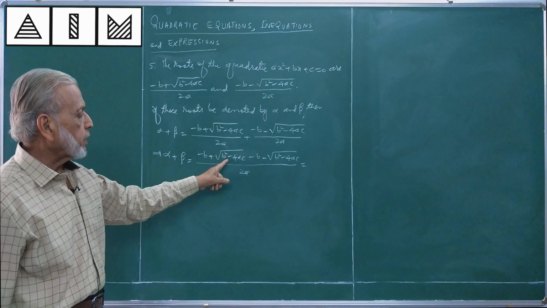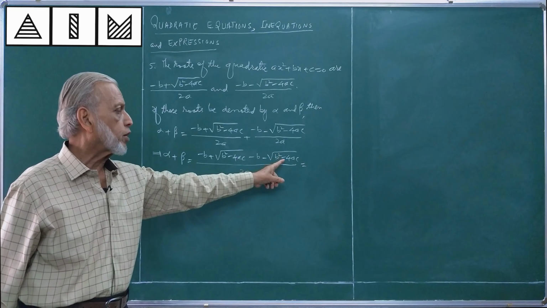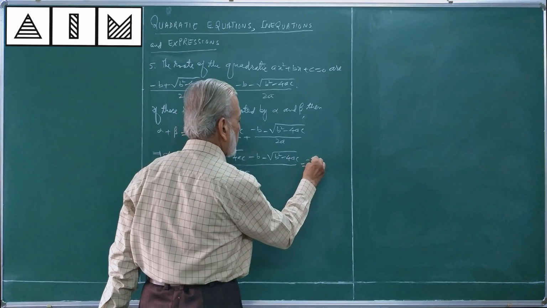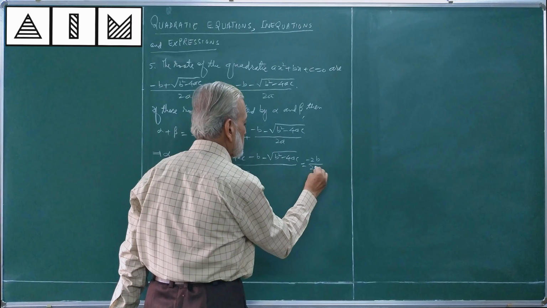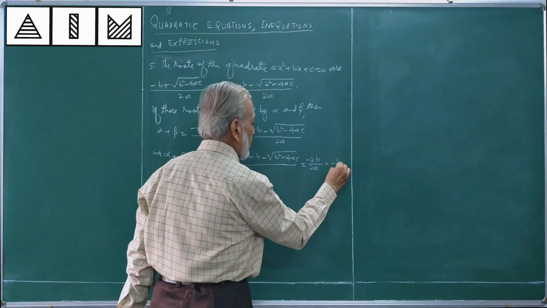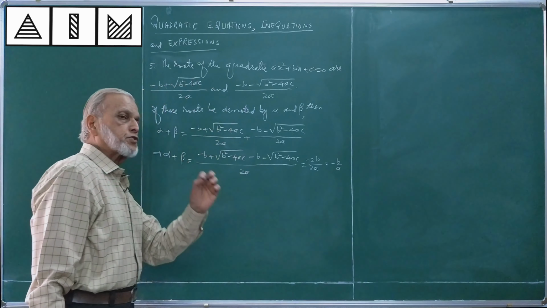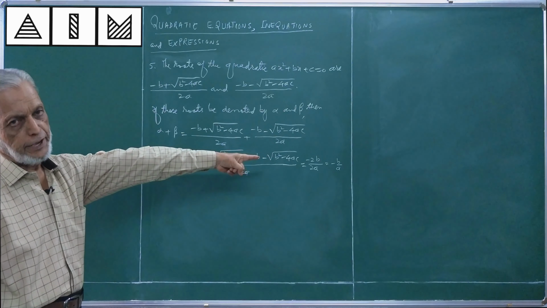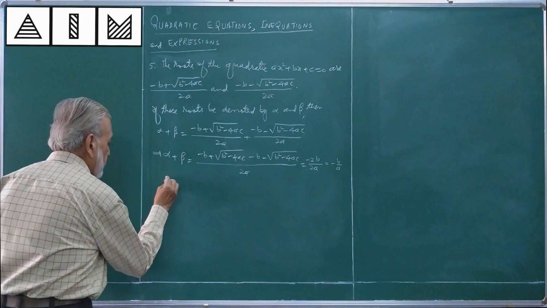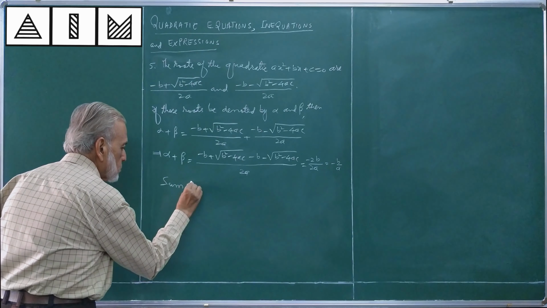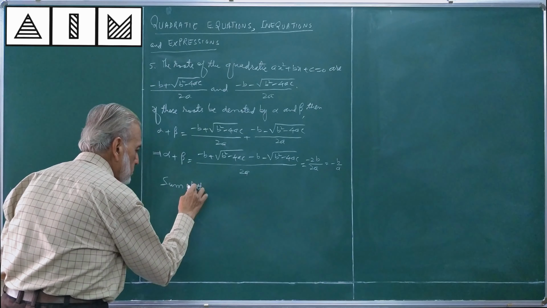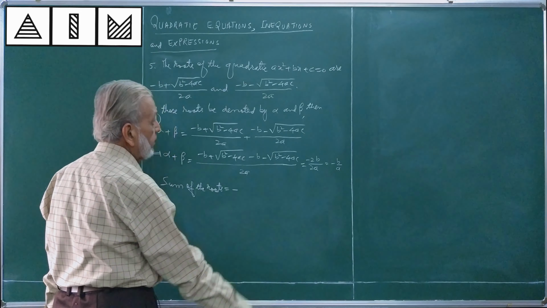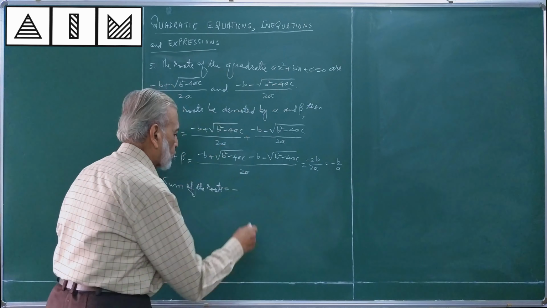Now this square root b square minus 4ac cancels this square root b square minus 4ac being in opposite signs. So minus 2b by 2a, or minus b by a. So my first conclusion is sum of the roots, sum of these roots is minus b by a. I am writing in words, please see here. Sum of the roots is equal to minus b by a, coefficient of x by coefficient of x square.